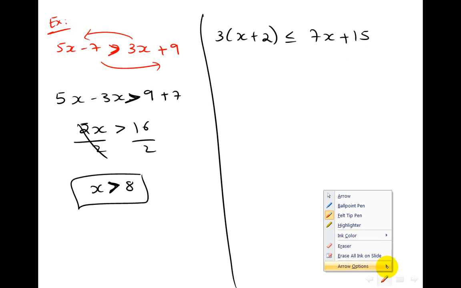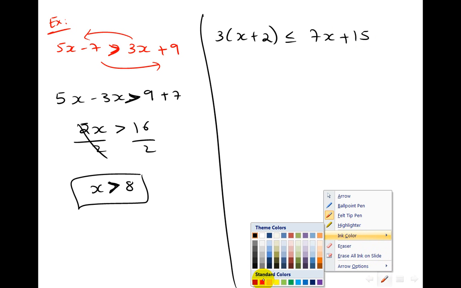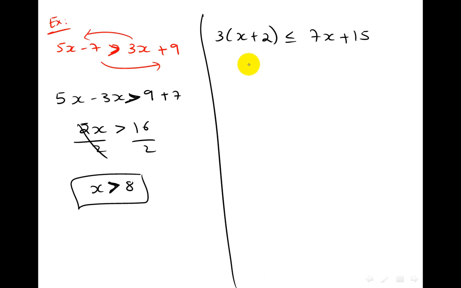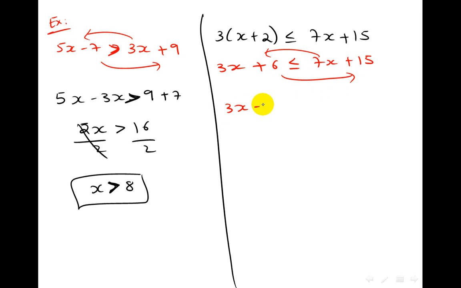Okay, here you have 3 times (x plus 2) is less than or equal to 7x plus 15. First open the brackets. 3 times x gives you 3x, 3 times 2 gives you 6, less than or equal to 7x plus 15. Again, collect the like terms. I can bring this one here and take the 6 back, so we'll have 3x minus 7x less than or equal to 15 minus 6.